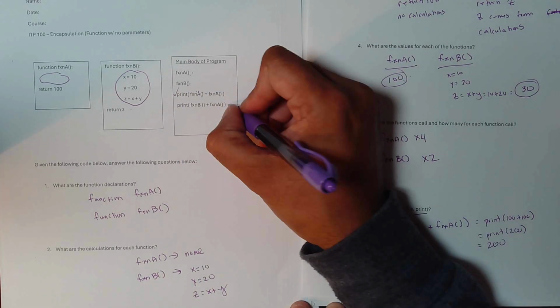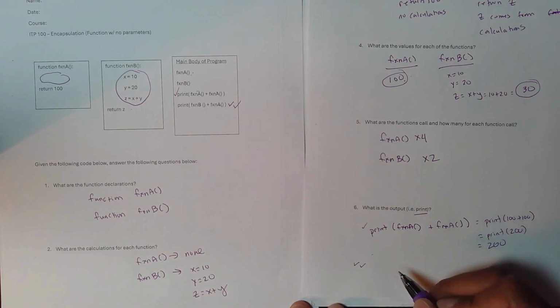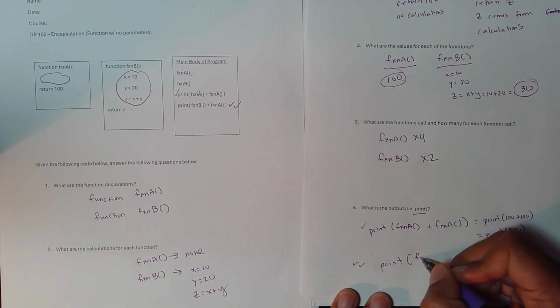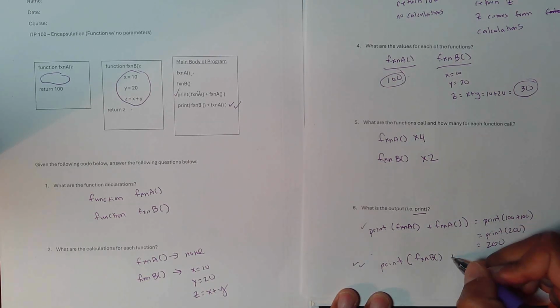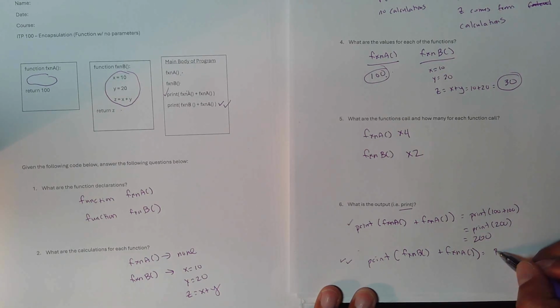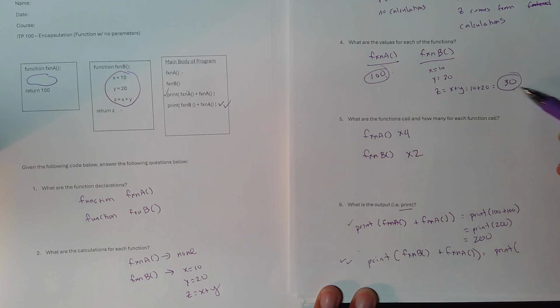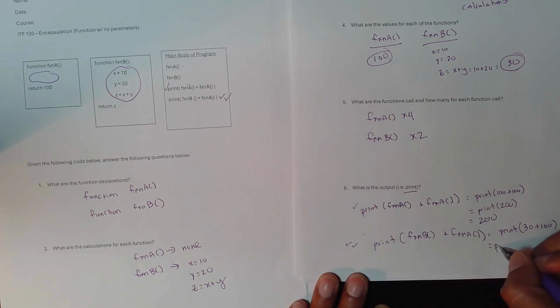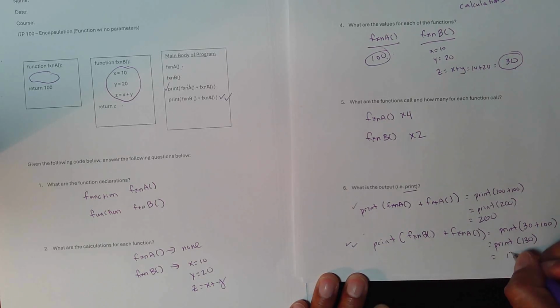Now, let's look at this print statement, put a double check mark on it. I print function B plus function A. My return is 30, so that's 30 plus 100. So now I print 130, so I'm going to get a value of 130.